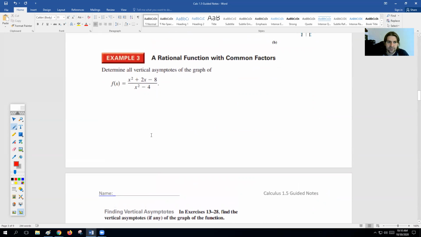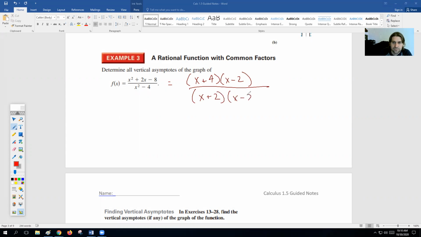So let's determine all the vertical asymptotes on this function here. If we had the equation x squared plus 2x minus 8, can we factor the top? What two numbers multiplied together give us negative 8 and add together to get 2? That'd be x plus 4 and x minus 2. Now the bottom, x squared minus 4, factors out to be x plus 2, x minus 2.